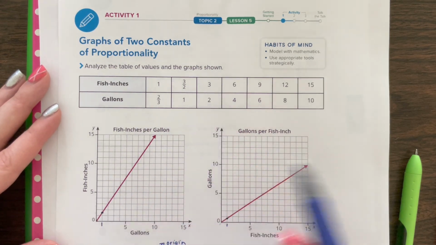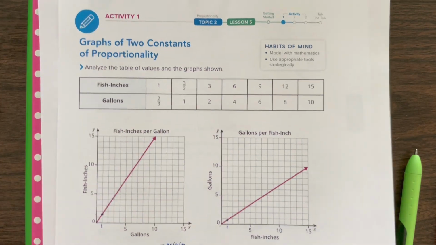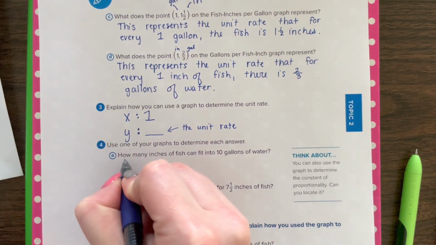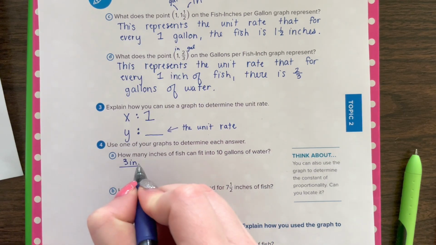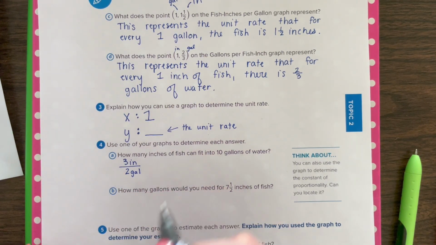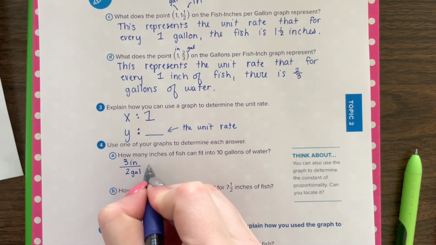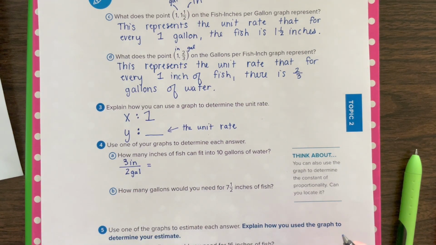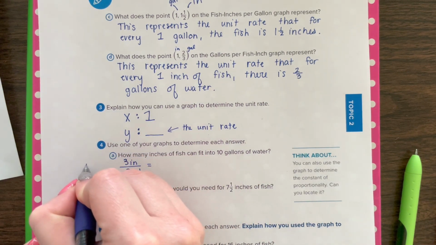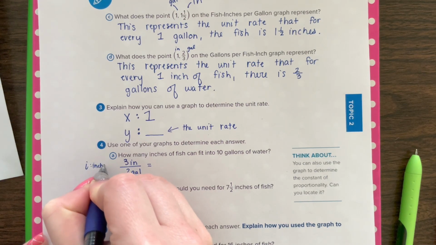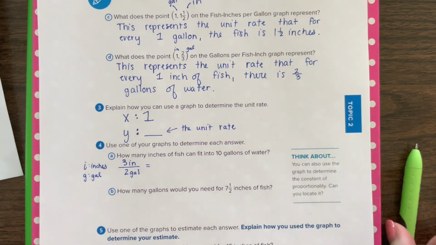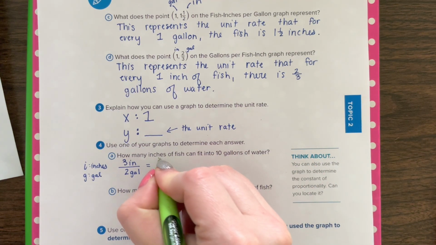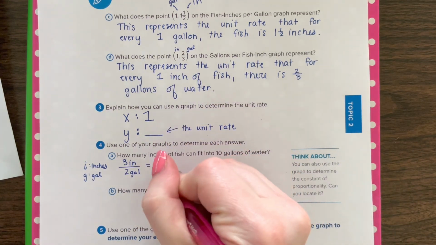So I'm going to use this first one, so I'm going to do 3/2. So I have 3, and that was talking about inches over 2 gallons. And I'm going to set this equal to, well, I'm going to write an equation, so I'm going to use the variables I for inches, and then I'm going to use G for gallons. So over here, I'm going to write that as I over G.